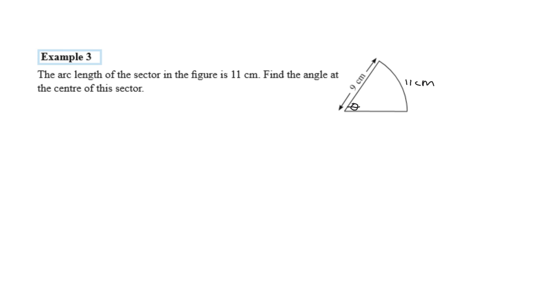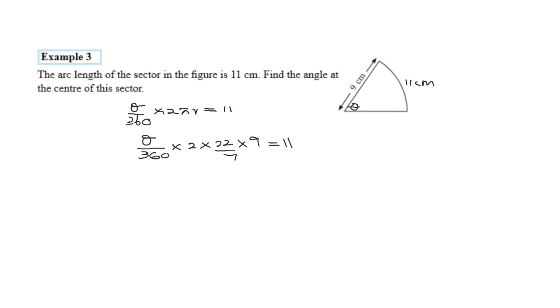Okay. What is our formula now? Theta over 360 into 2 pi r. That is the arc length, which is equal to 11. Now what is our theta? We don't know. We have to find that one. Theta over 360 into 2 times 22 over 7, R we know that is 9, equal 11.